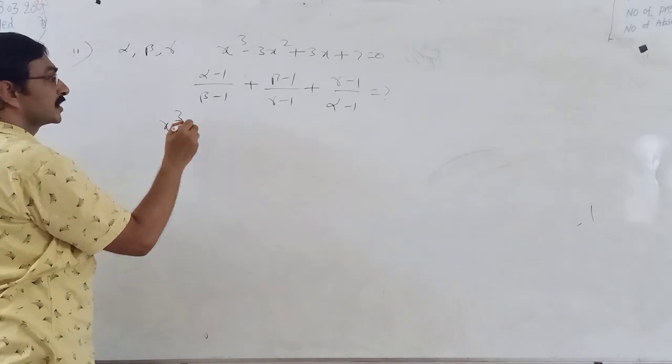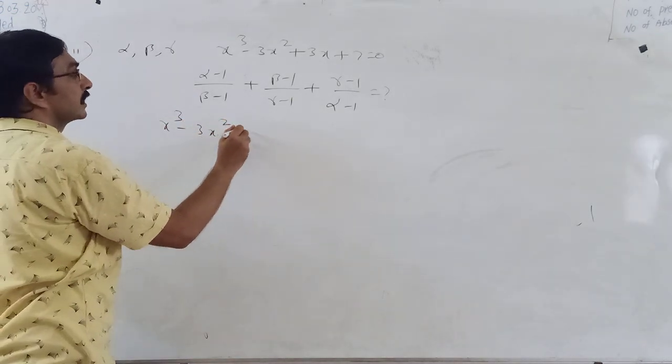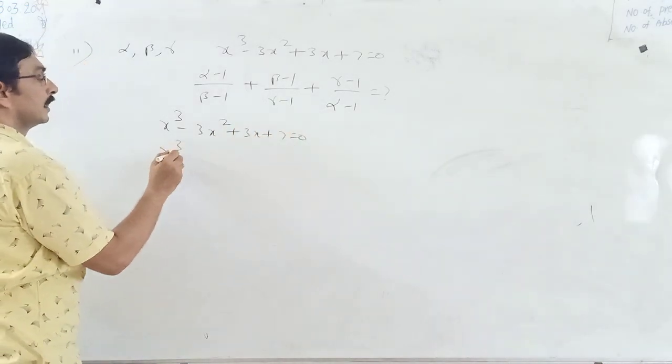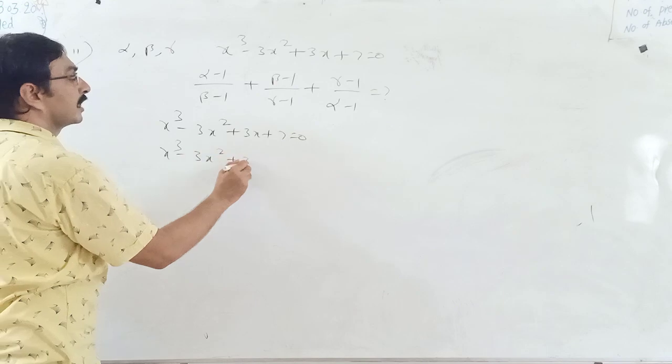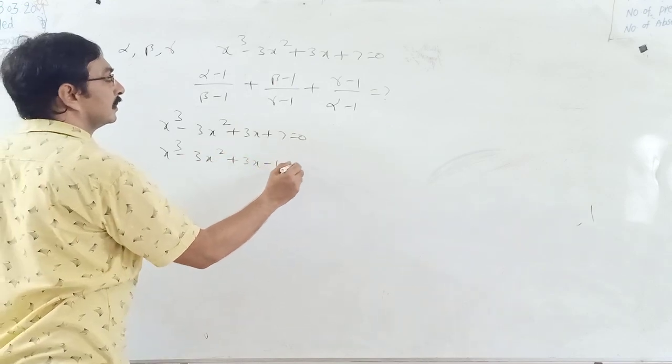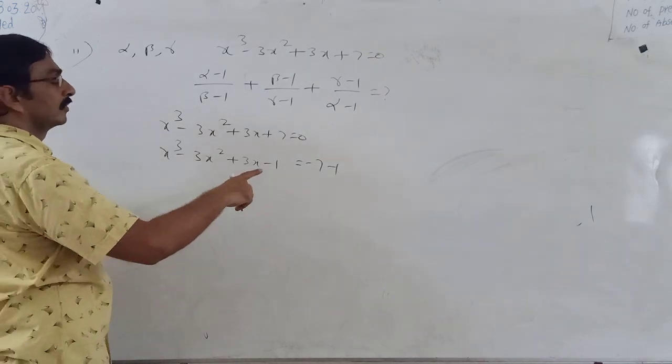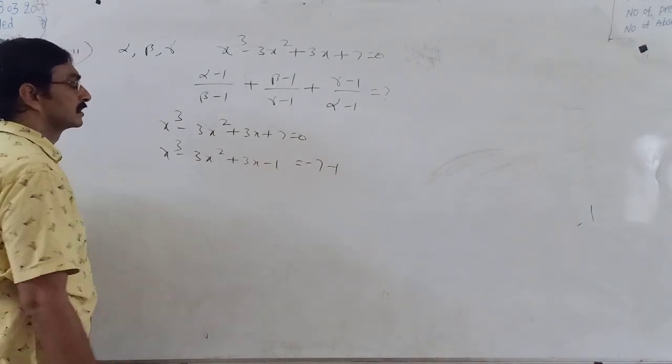I am finding the roots of that one. X cube minus 3x square plus 3x plus 7 equals 0. X cube minus 3x square plus 3x minus 1 equals minus 7 minus 1. So I am adding minus 1 on both sides.